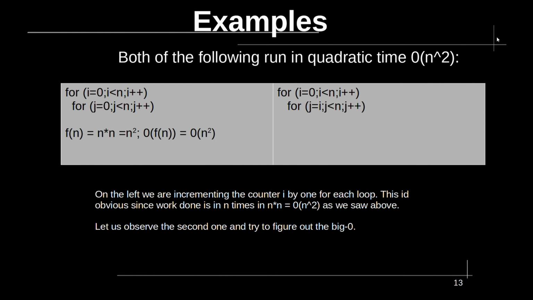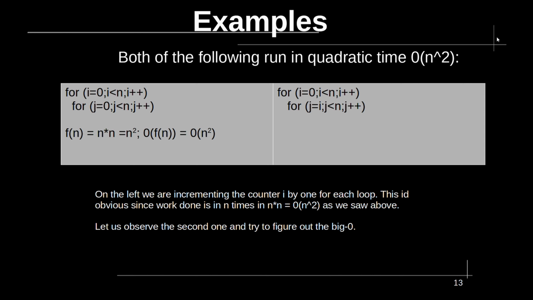Now, let's take a look at this next example here. We have two algorithms that run in quadratic time. The first one might be obvious, since any work done n multiplied by n will be equal to n squared, and therefore our Big O of f of n will be equal to Big O of n squared.